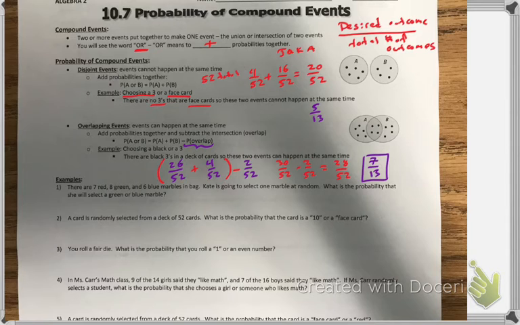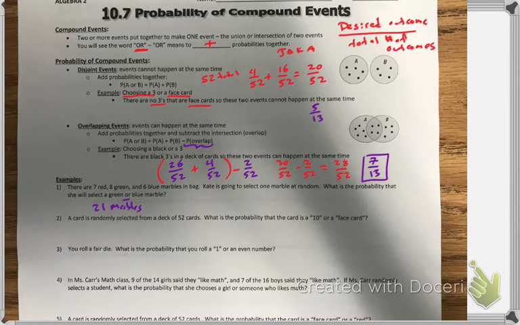Okay, so first thing here is notice that it's "or," right? So this is a compound event. But also notice that there is no overlap, right? There's no marbles that are green and blue. There's no marbles that are red and green. So first things first is what is the total number of outcomes? Well, there's 7 red, 8 green, and 6 blue. So there's a total of 21 marbles.